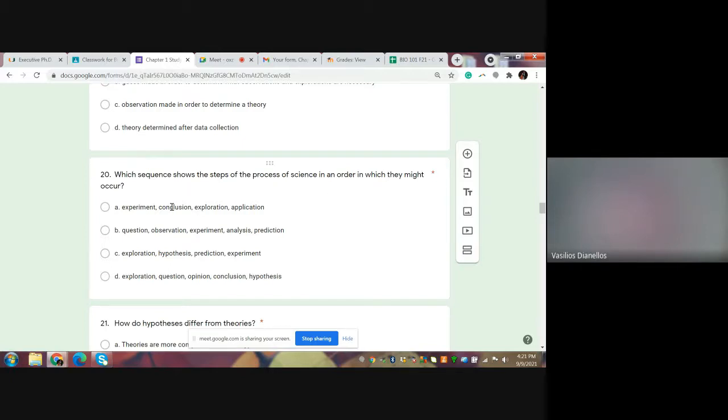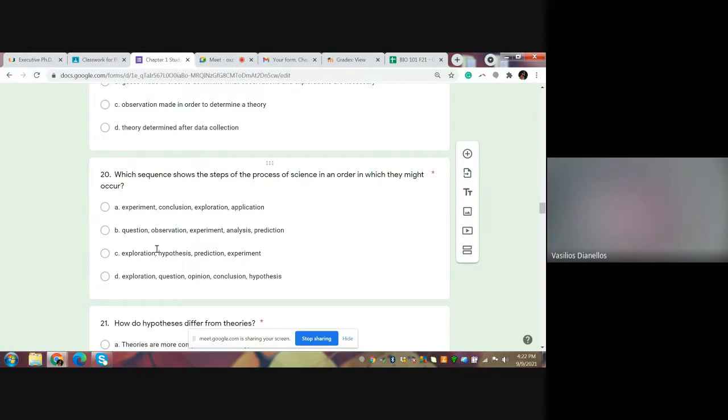Experiment, conclusion, so far so good. Exploration, no, that's the first step. Question, observation, no, observation is the first step. Exploration, good. Hypothesis, good. Prediction, yes. Experiment. So the answer is C. And of course, exploration, that word could be substituted for observation, right? Because like I said at the beginning of the semester, in this class, those words are interchangeable.